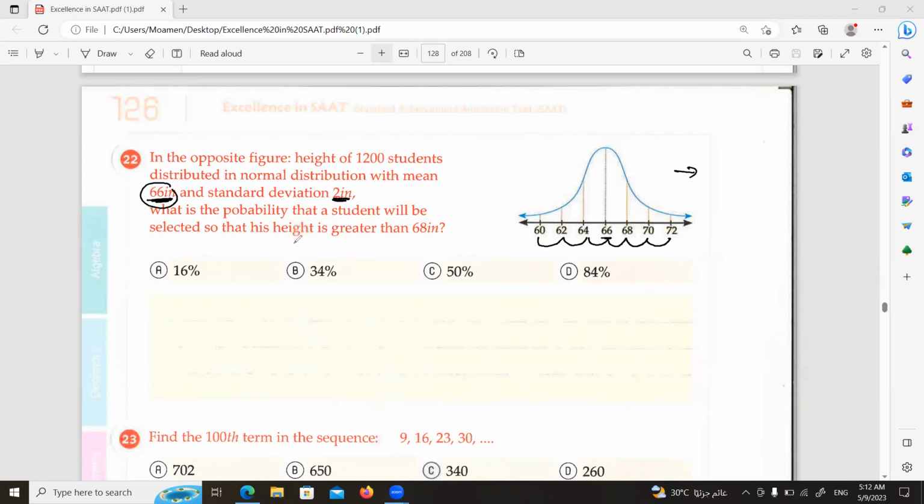طب انت عاوز إيه يا مستر؟ أنا عاوز البروبابيلتي إن الستودنت سيلكتد هايتر ذان أو جريتر ذان 68. يبقى أنا محتاج الجزء ده كده greater than 68. أنا حافظ الجزء ده، احنا اتفقنا إنها هتبقى 13.5 والجزء ده هيبقى 2% والجزء ده هيبقى half percent. لو عملت كوليكشن يبقوا 16%. أقول له شكرا خلص الموضوع.